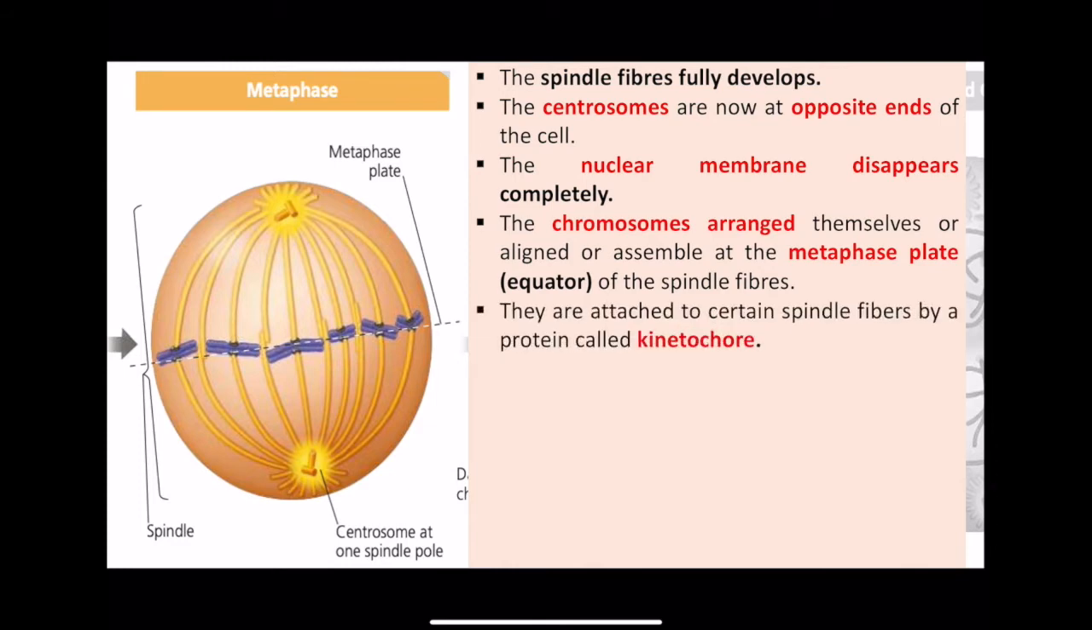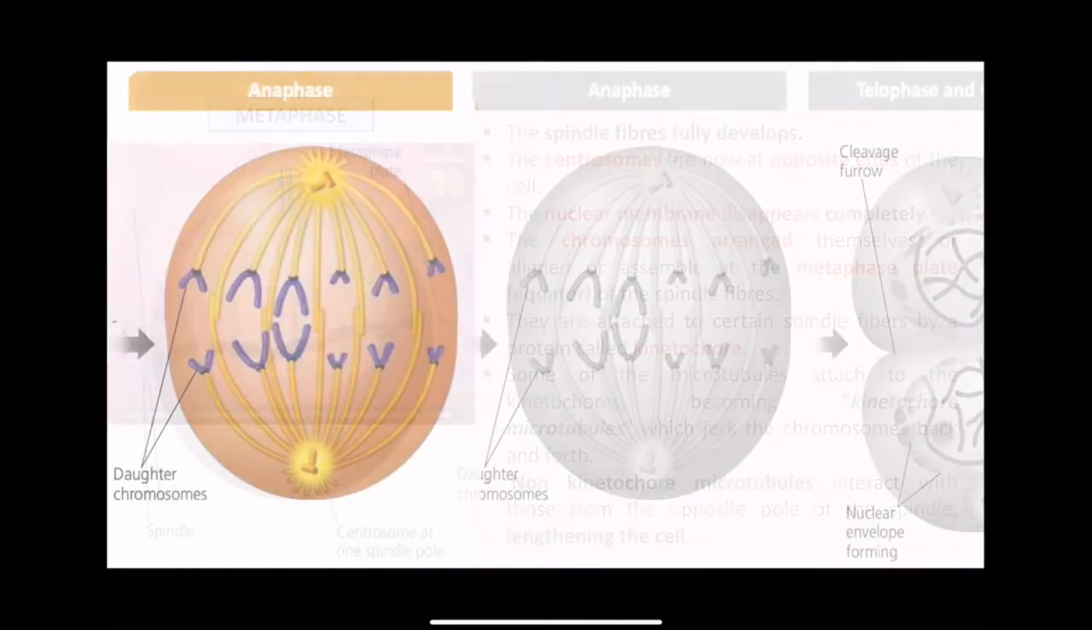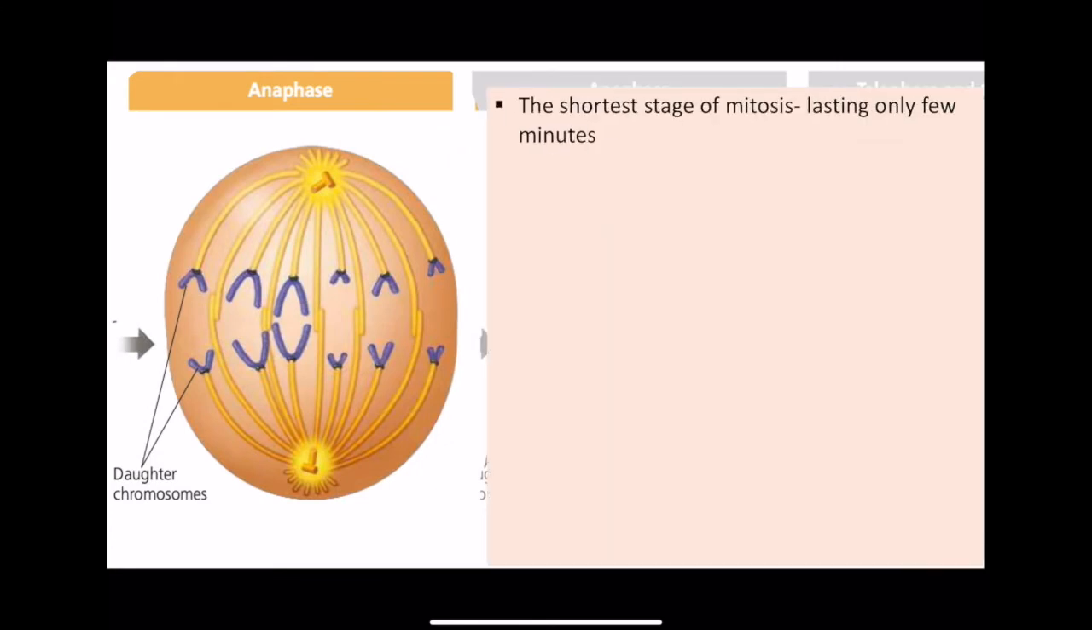Some of the microtubules attach to the kinetochore to form kinetochore microtubules, which jerk or move the chromosome back and forth. The non-kinetochore microtubules interact or overlap with those from the opposite pole of the spindle, which will lengthen the cell. The next stage is anaphase. Anaphase is the shortest stage of mitosis, lasting only a few minutes.